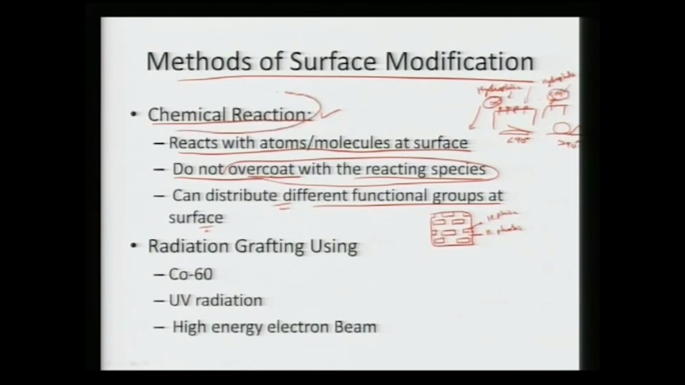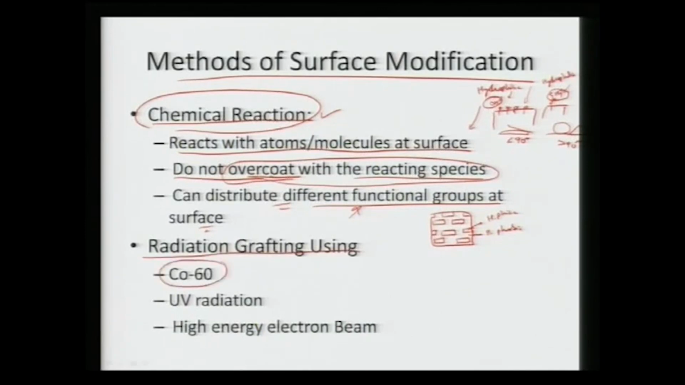So, by chemical reactions, we can react the atoms or the molecules which are sitting at the surface, and we can distribute different functionality by using these particular groups, but at the same time we form only monolayers and we do not overcoat with these particular reacting species. And there is an additional method of modifying the surface, which is radiation grafting.